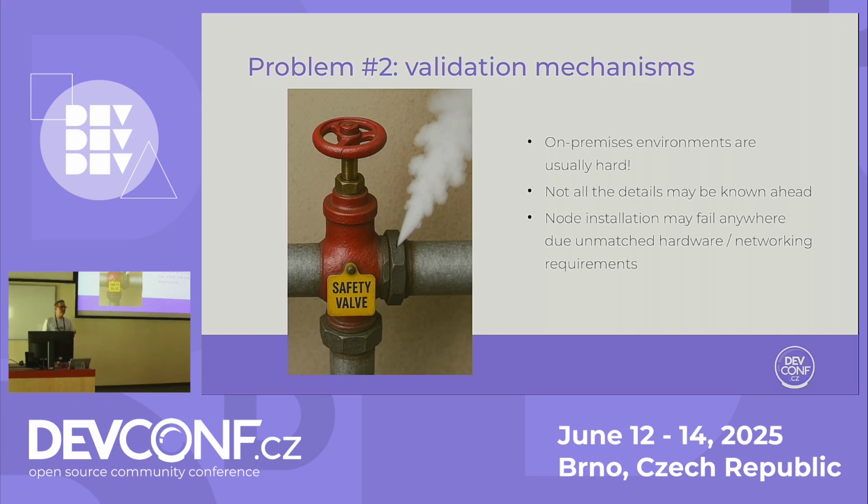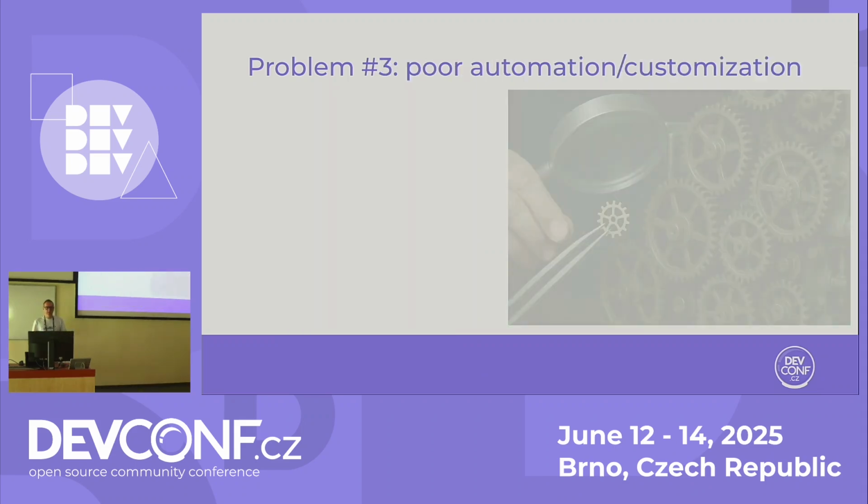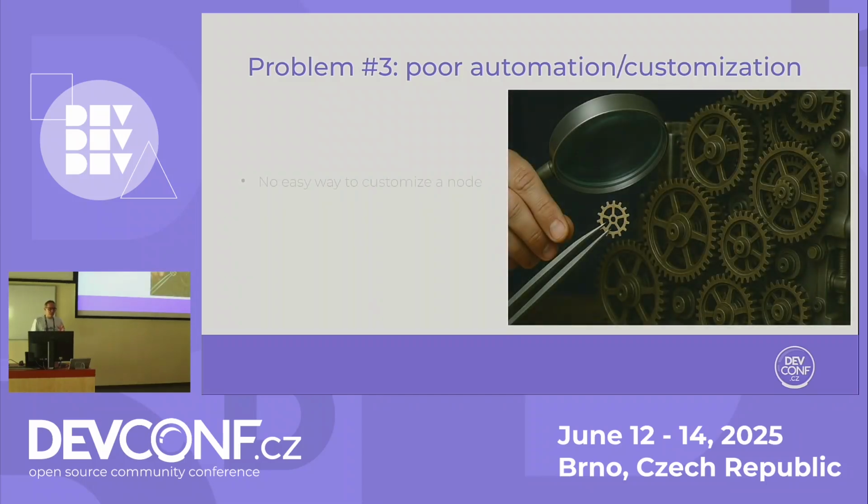So it would be better to know ahead if something is about to go wrong rather than discovering it at the end. The third problem, which in reality is a couple of problems, was that all the available approaches didn't offer a way of easily customizing a node.